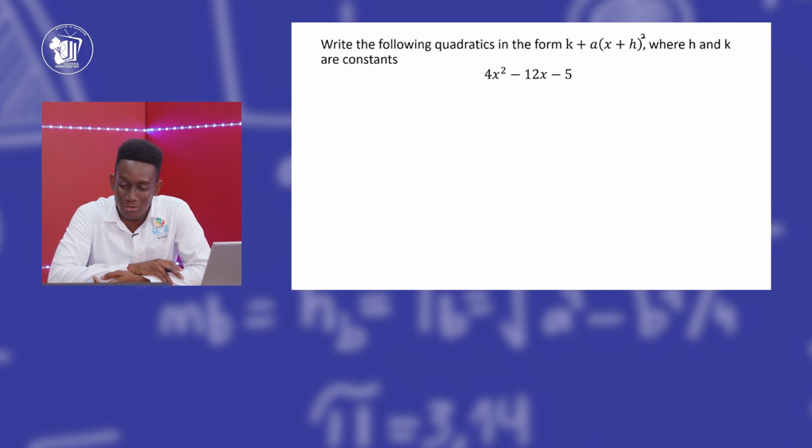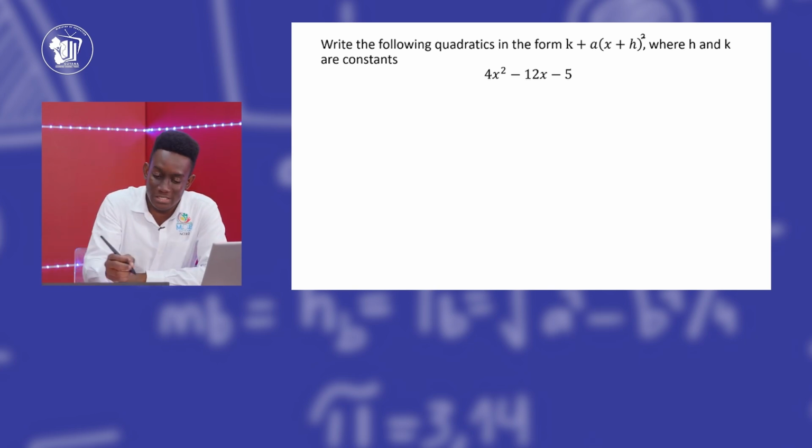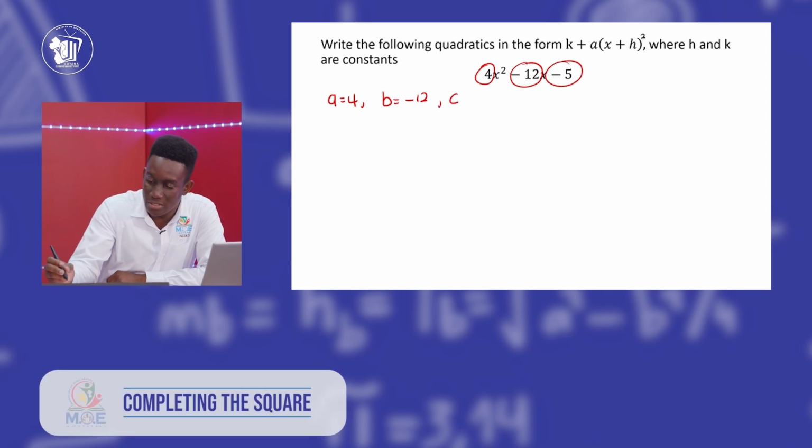We want to write the following quadratic in the form k plus a, open bracket, x plus h, squared, where h and k are constants. So we do the same thing like what we did. We find our values for h and k, but first we must identify what is a, b, and c. In this case, we see a is equal to 4, b is equal to negative 12, and c is equal to negative 5.